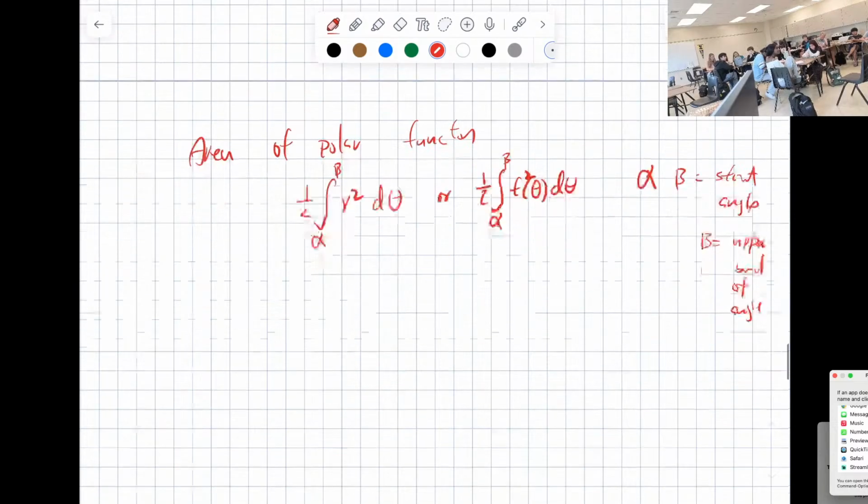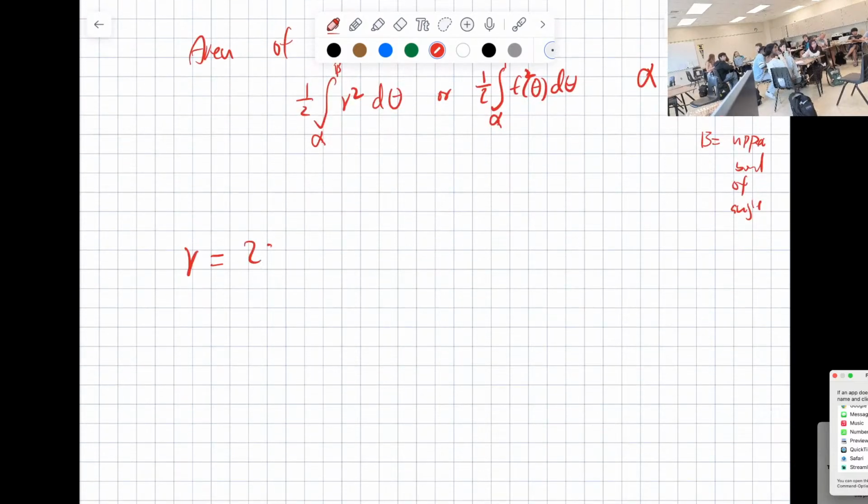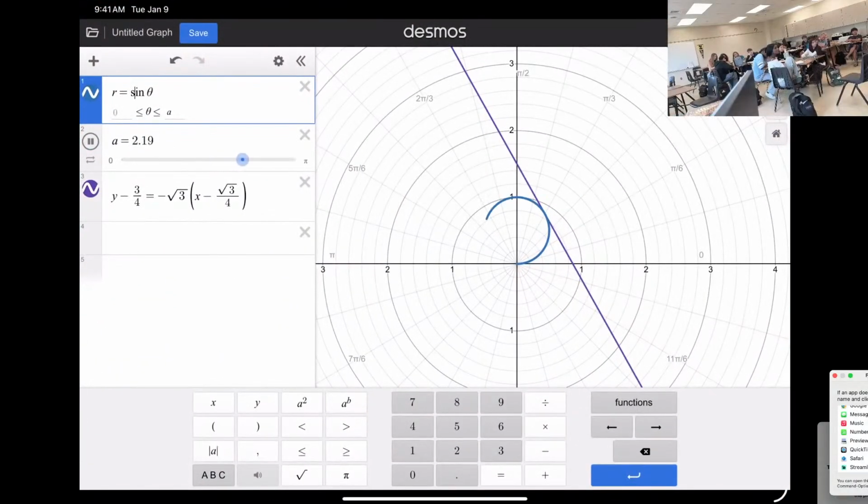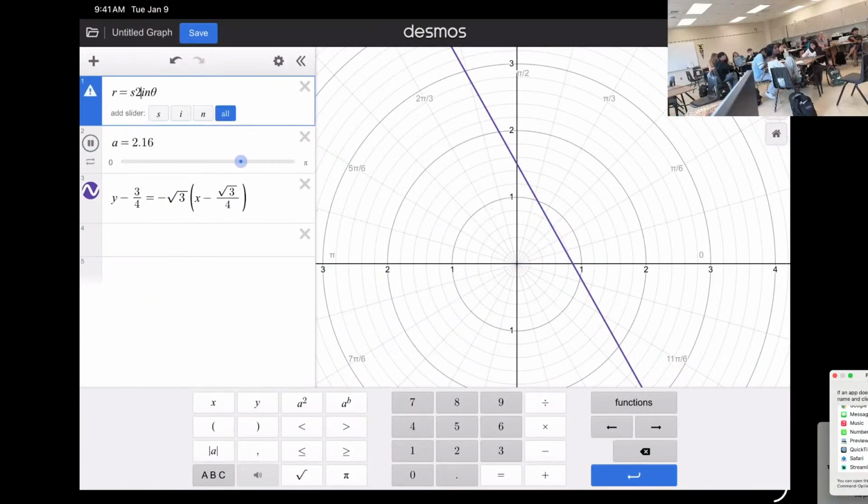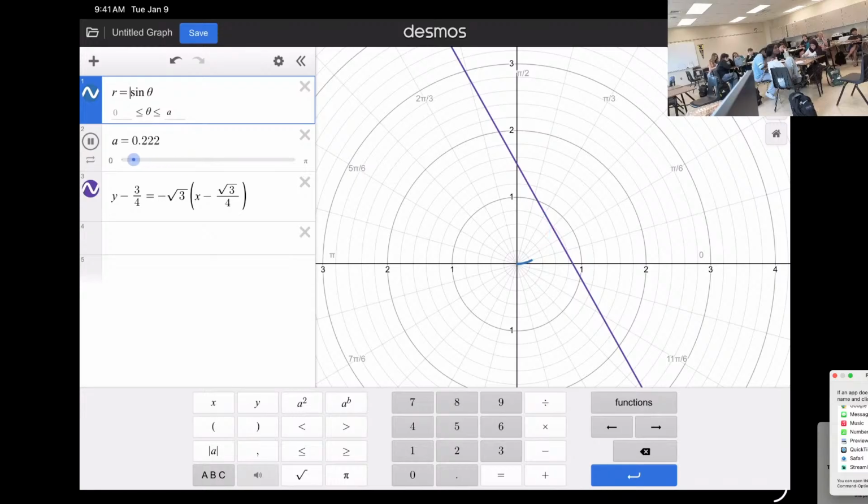So for example, what if today it is r equal to 2 sine theta? By the way, do you guys know what graph this is? R equal to 2 sine theta, we just graphed it earlier. What is the graph? It's a circle, right? With the radius of what? Radius of 1. Remember, if I change this to 2, what happened? It's gonna be all the way to 2.